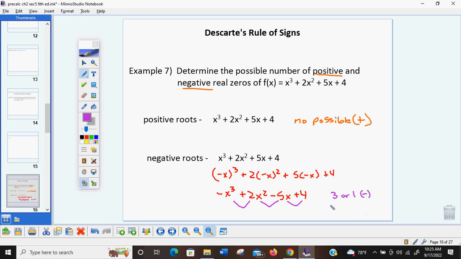What that means is if I had 5, then it would be 5 or 3 or 1. You always go down by 2. So if I start out with 6, it would be 6 or 4 or 2 or none. So I'm either going to have 3 negative roots or I'm just going to have 1 negative root. Now remember, we're determining real zeros. So there may be some imaginaries in there as well.